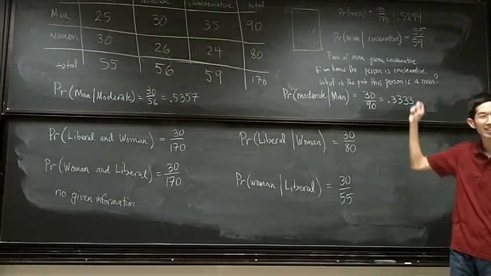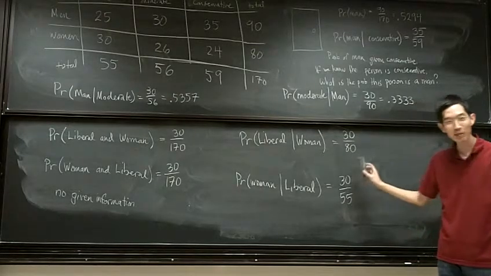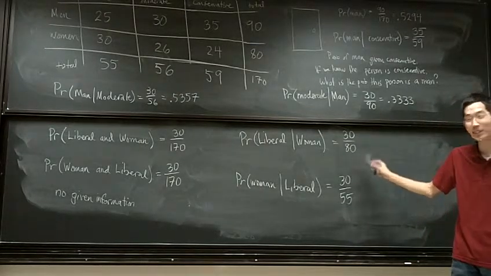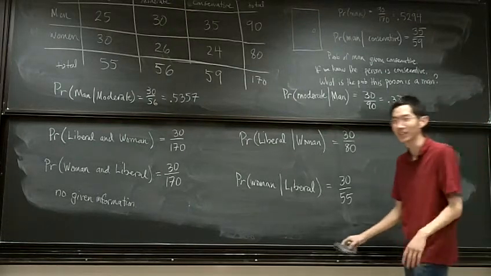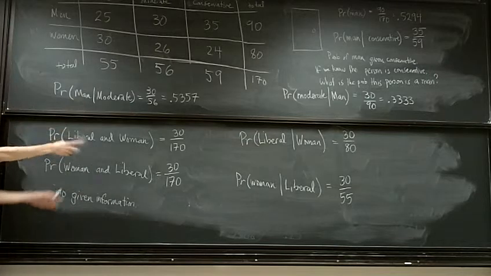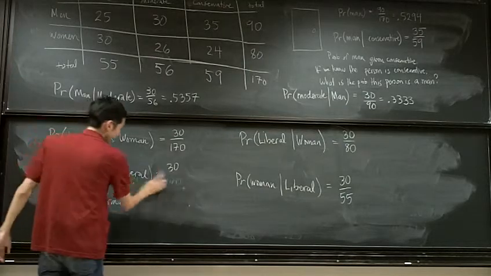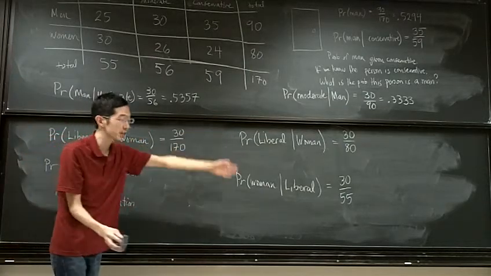All right. You've got to be able to do this. You'll see something like this on the quiz next week. You'll see a table, and then you'll have not liberal and women, but something, something, something, and you've got to be able to keep these straight.